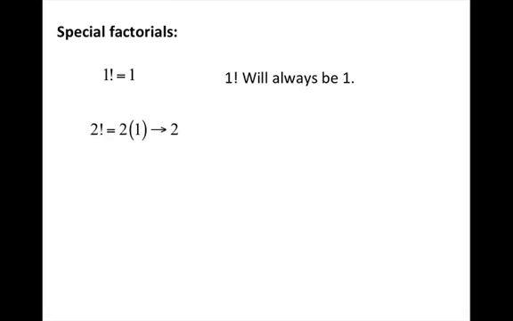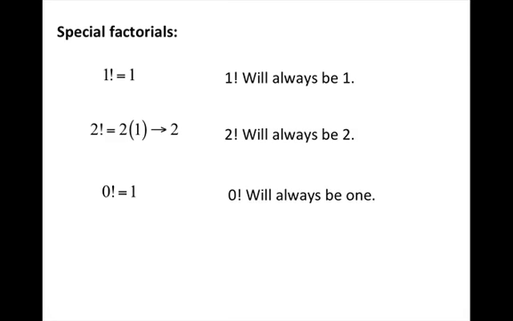Next, let's look at 2 factorial. 2 factorial is always 2 times 1, and that's always just a 2. Then finally, 0 factorial. By definition, 0 factorial is always 1. This is one you just need to memorize.